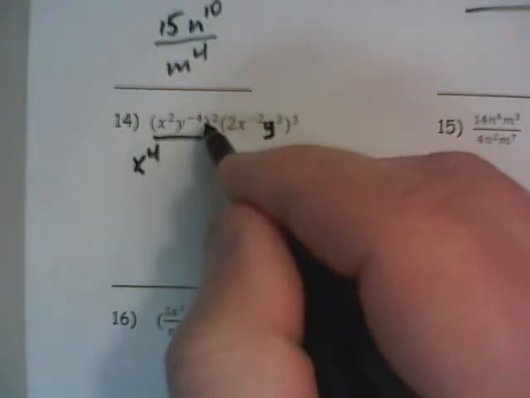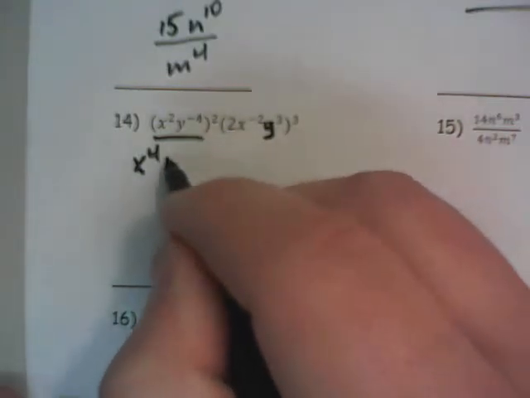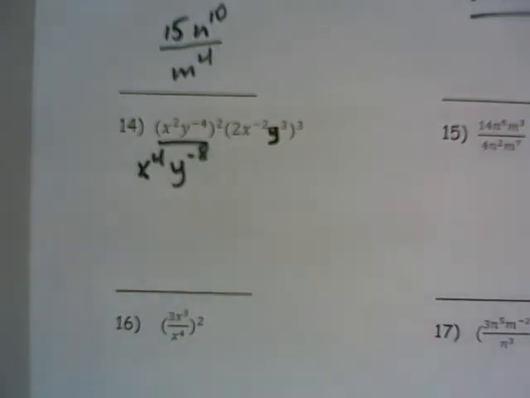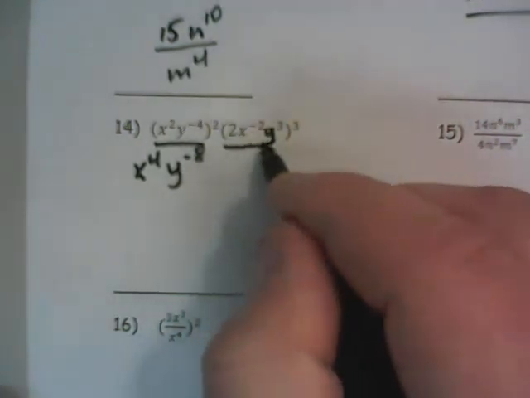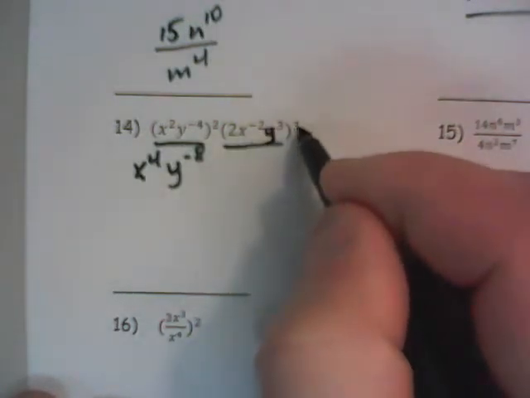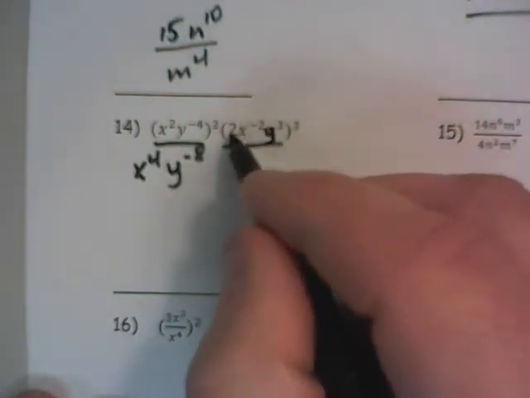Then I'm going to take y to the negative 4th to the 2nd. When I multiply those together, I get y to the negative 8th power. I'm going to do the same thing with this set of parentheses. I'm going to take everything in it to the 3rd power, including the 2.